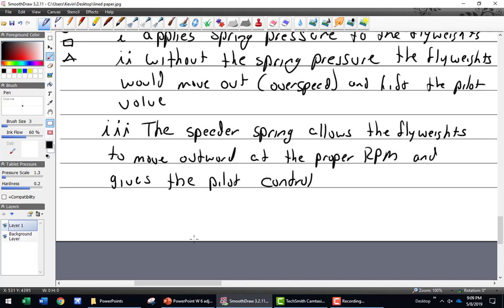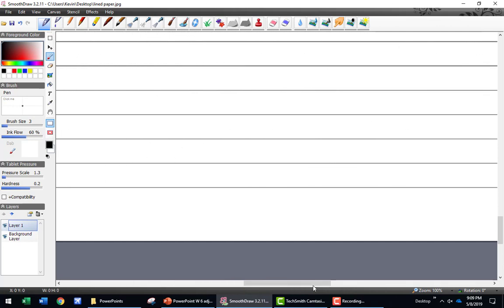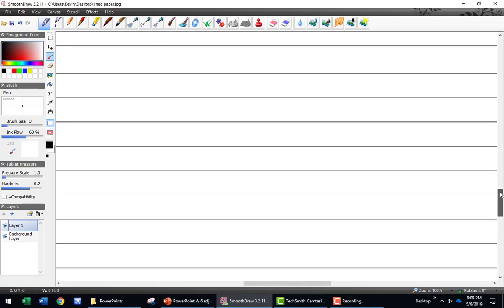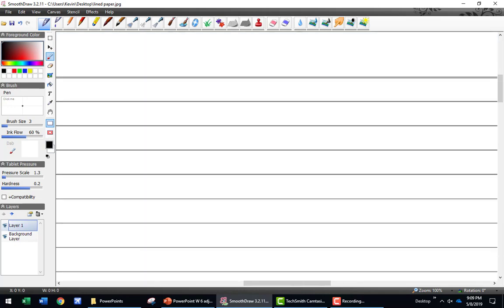All right, cockpit controls are attached to the speeder spring and vary the tension. I'm out of room here. Can I move it over? Good. It's done. Justin, we okay? Good. All right. Caught up. I'm caught up. You caught up? All right.